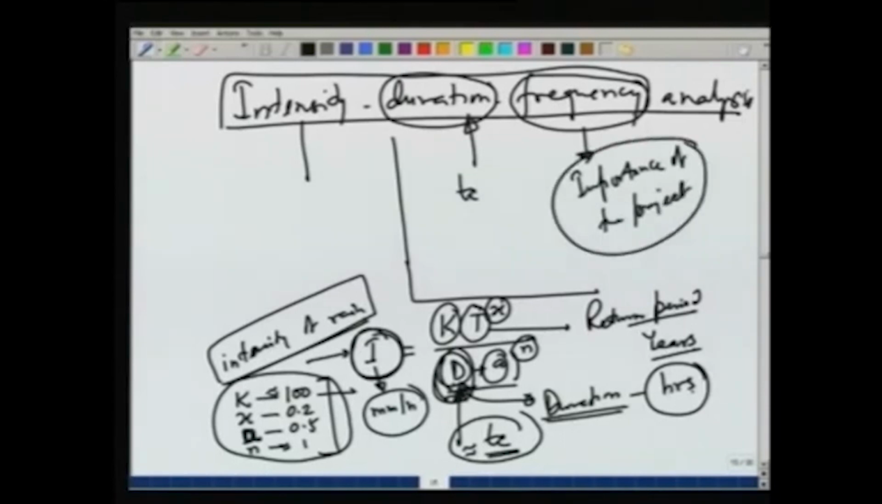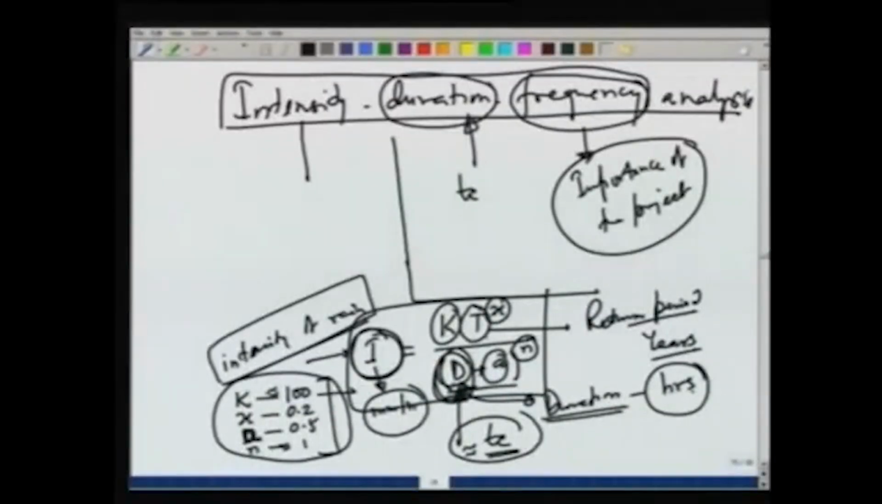For a more important project, we should choose a return period which is of the order of maybe 100 years or sometimes 1000 years. For not so important projects, we can use a 10 years or 20 years return period also. So, this equation enables us to obtain the intensity for different durations and frequencies.